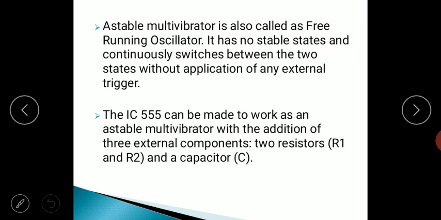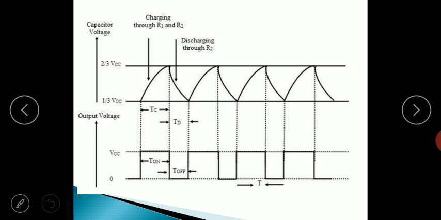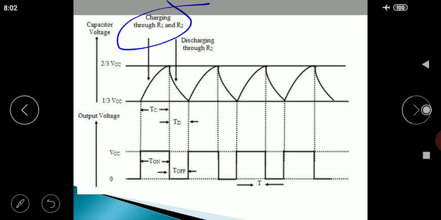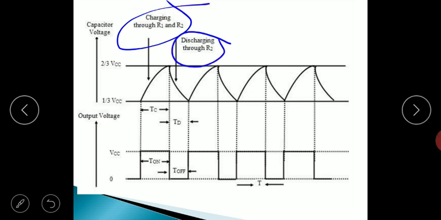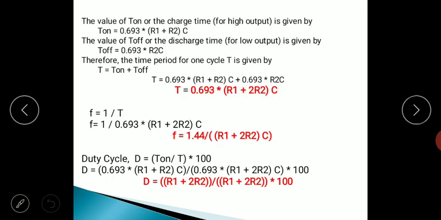So this is how the 555 timer can be used as an astable multivibrator. These are the important waveforms shown here. You can see here, during this interval the capacitor charges through resistors R1 and R2, and during this interval the capacitor discharges through resistor R2. So the charging time interval is T on and the discharging time interval is T off. Total time interval T is T on plus T off. F is 1 by T, and the duty cycle D is equal to T on by T.